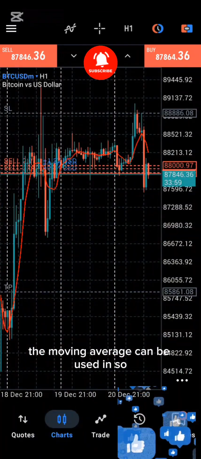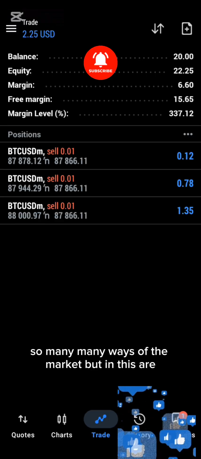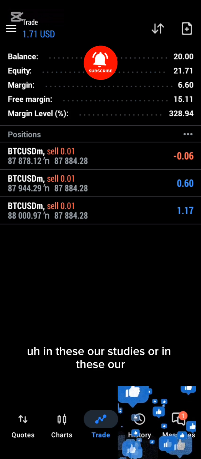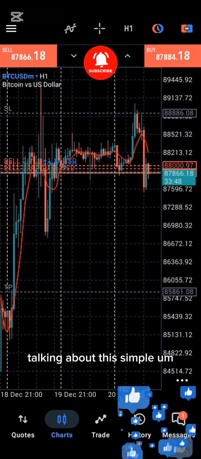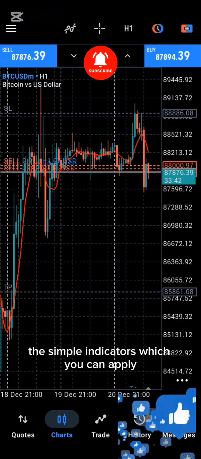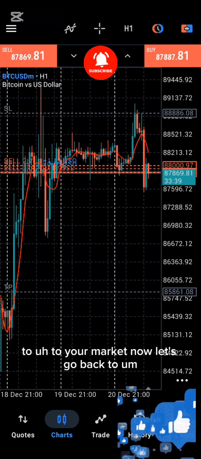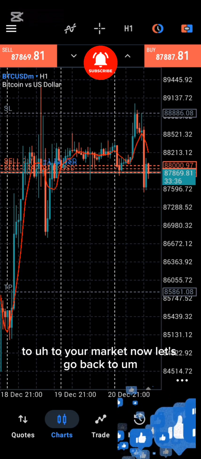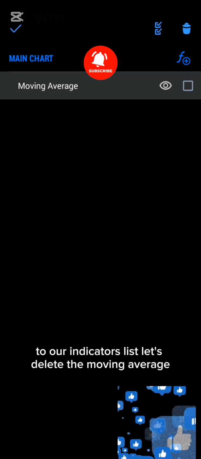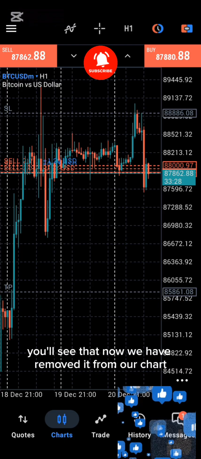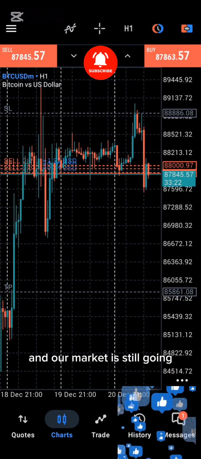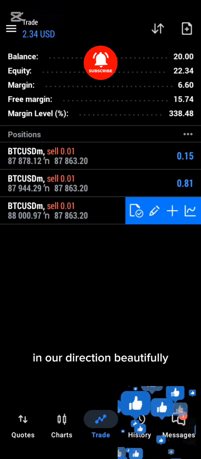The moving average can be used in so many ways in the market, but in these studies, in these lectures, we are just going to be talking about the simple indicators which you can apply to your market. Now let's go back to our indicators list. Let's delete the moving average. You'll see that now we have removed it from our chart. We now have a naked chart and our market is still going in our direction beautifully.